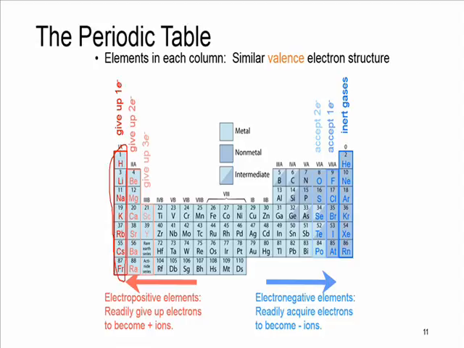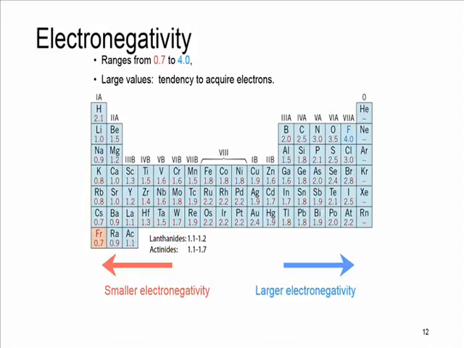The tendency of an atom to attract a bonding pair of electrons is measured by electronegativity, which ranges from 0.7 to 4 for different atoms. Those that have a tendency to acquire electrons have larger electronegativity, and those who like to lose electrons have smaller electronegativity.